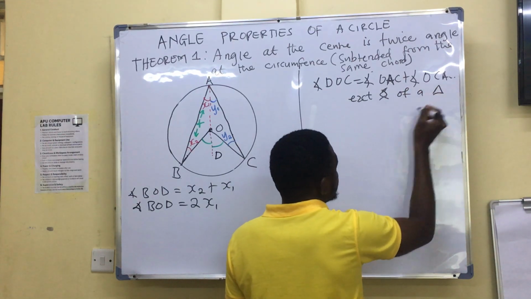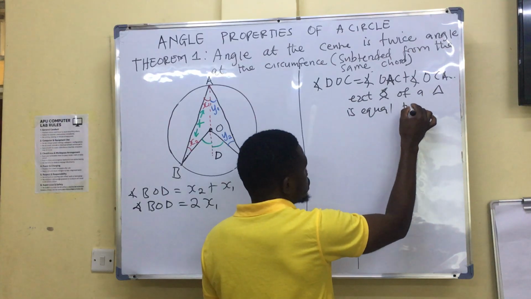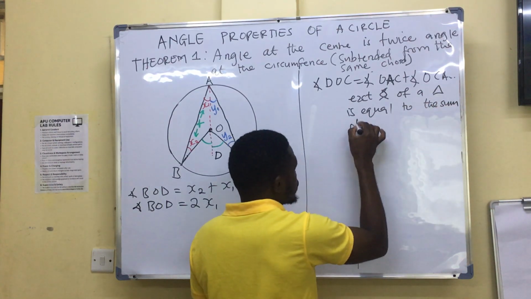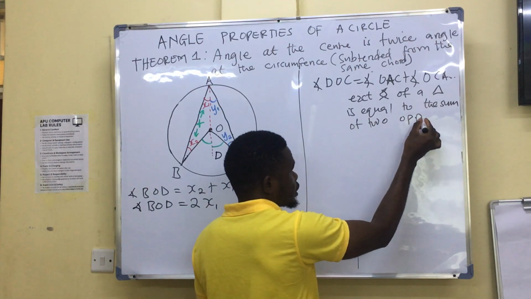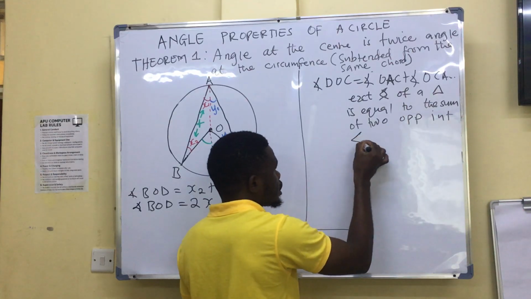Reason: the exterior angle of a triangle is equal to the sum of two opposite interior angles.